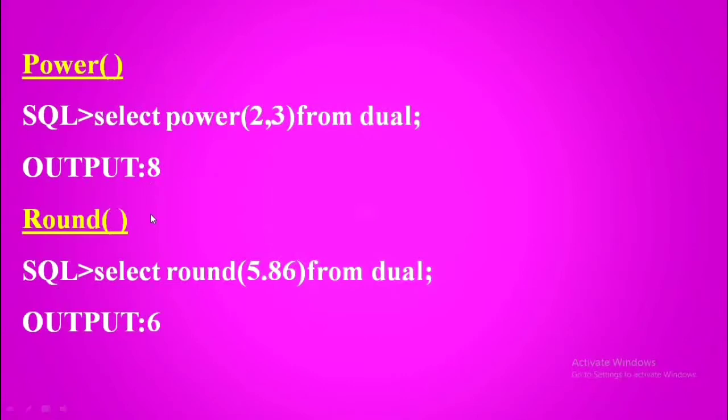The next function is the round function. The functionality of the round function is to round the number up to the required digits. This is the command: select round of 5.86 from dual. The rounded number is 6. The nearest rounded number is 6, so the output 6 is displayed. This command is used to display the rounded number.